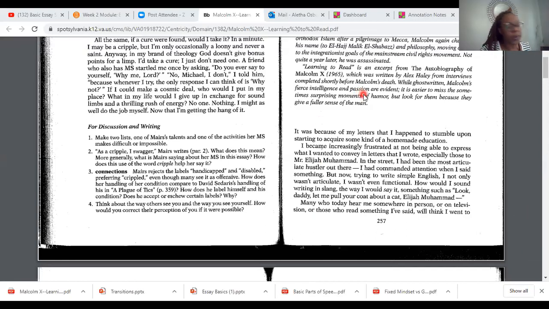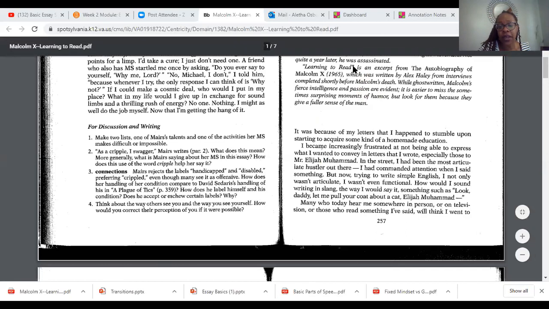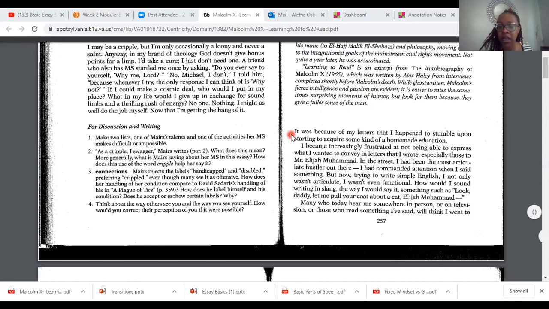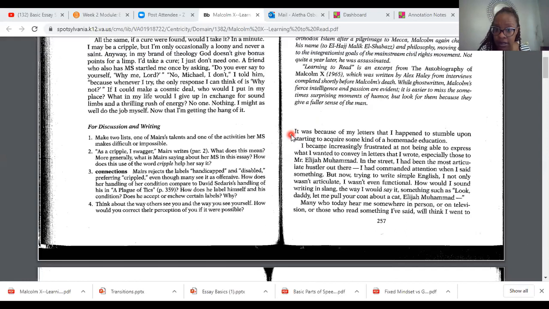I identified from the title that this is a process. He's going to talk about his process in learning to read. I jotted in my annotations, process. Then I went into my paragraphs and I labeled it 1, then I labeled it 2, 3. So I'm walking through, here is his process in learning to read, or again, acquiring this homemade education.